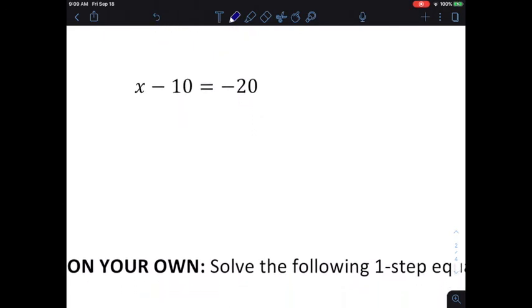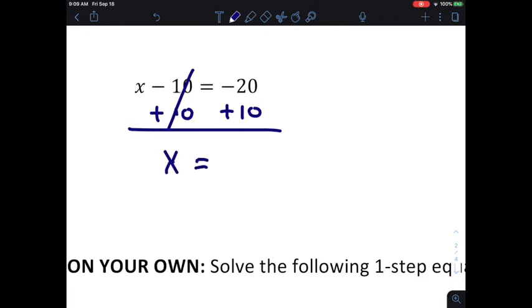In this next example, we have x minus 10 equals negative 20. So we're throwing some negative numbers into this one. And so I see minus 10. So I'm going to do the opposite of minus 10. So I'm going to add 10 to both sides. And when I add 10 on the left-hand side, it just cancels. So I'm left with x is equal to negative 10.